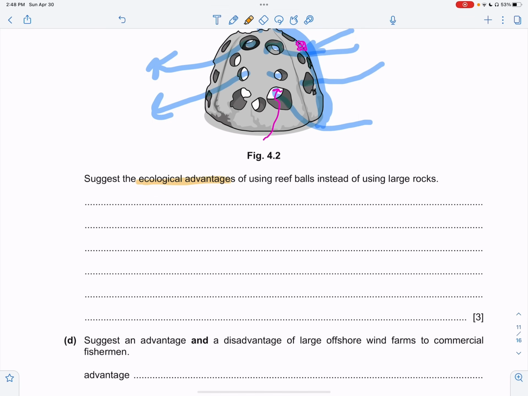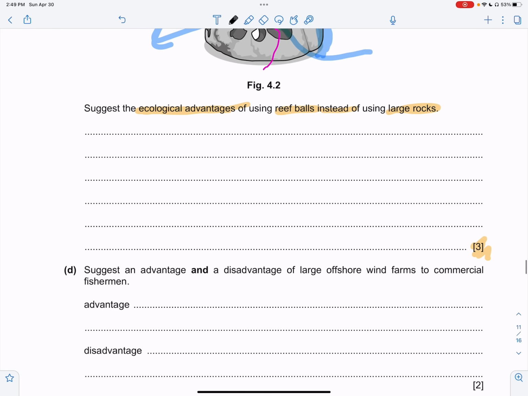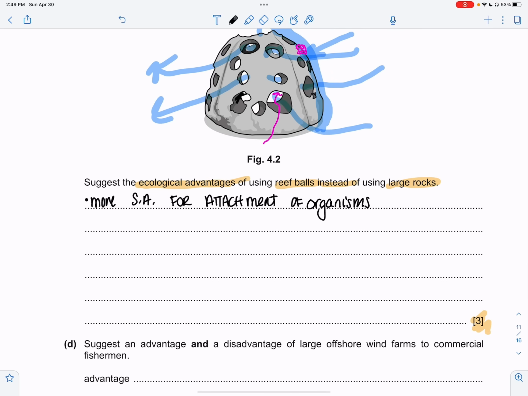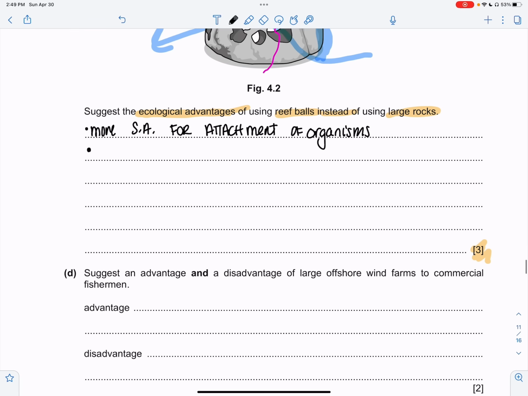All right, so just the ecological advantage of using a reef ball instead of using large rocks. Again, a reef ball does encourage artificial reefs to form. So there's more surface area for attachment of organisms, and they can also attach within the holes, on the insides here, and not just on the outside. There's going to be more habitat available, just like an artificial reef.